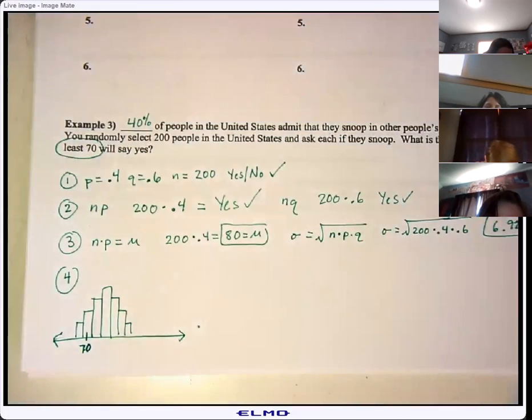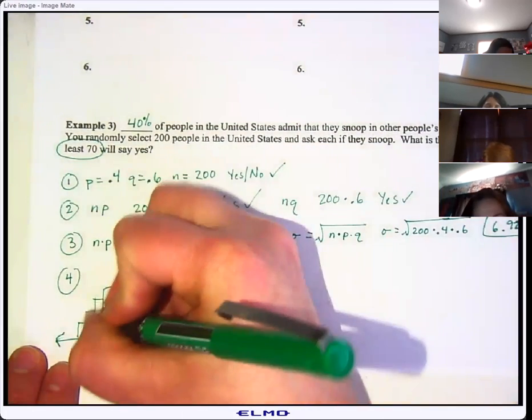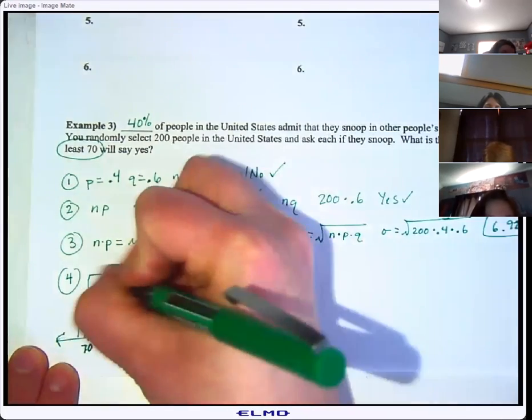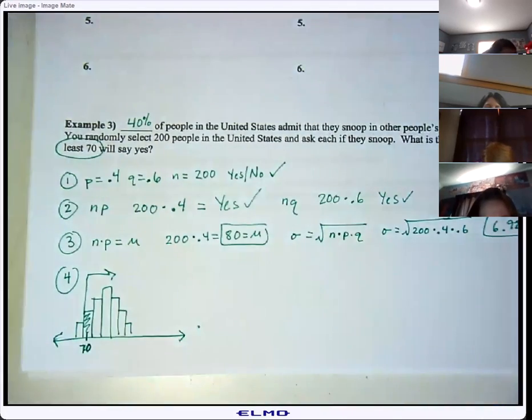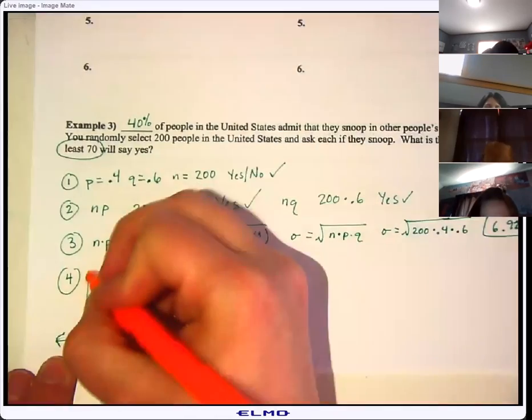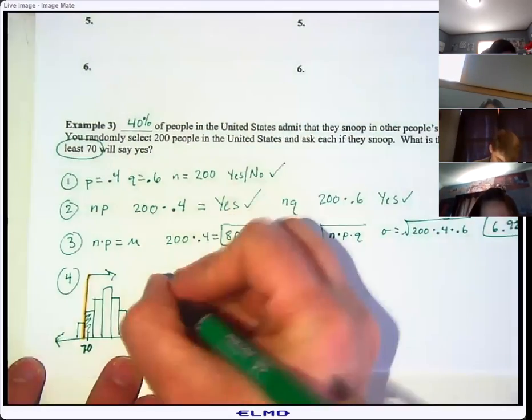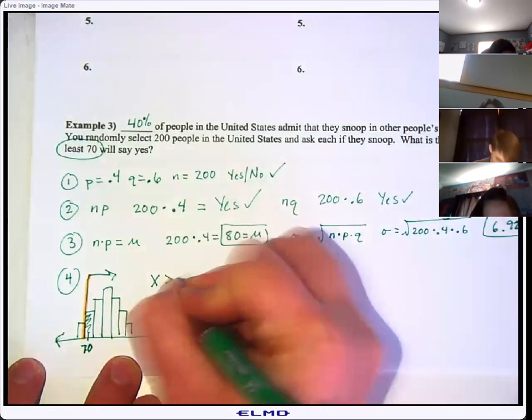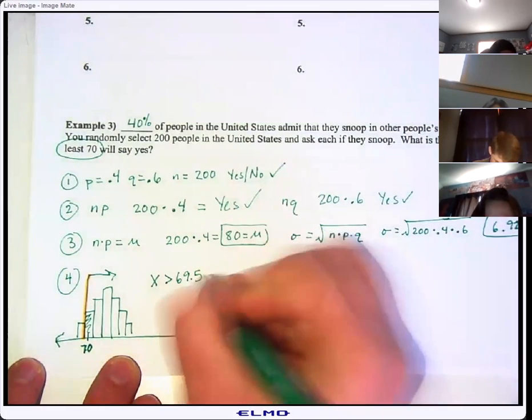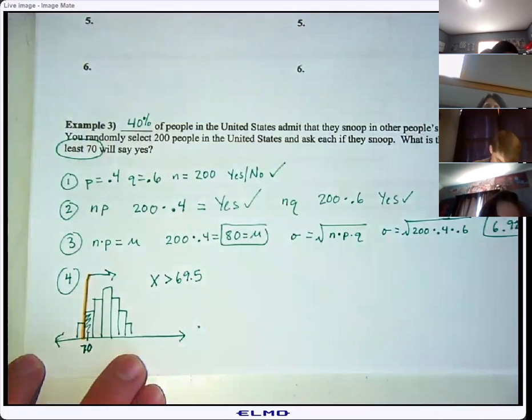Include it. All right, here's my little bar. I'm going to include it. I want to go this way. We're including 70. So I'm going to write here, we're going to say that x has to be greater than 69.5. We're not going to use 70. We're going to use 69.5.